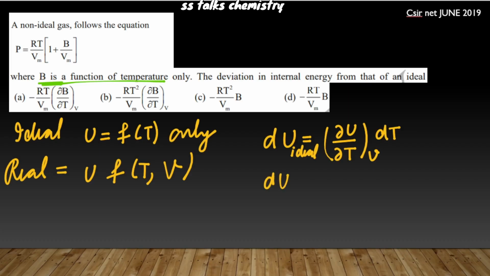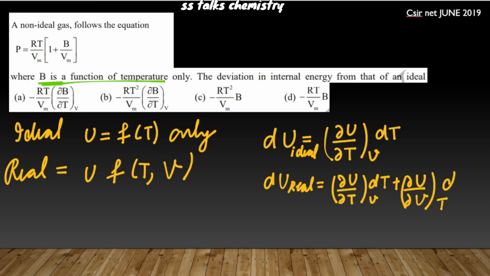Similarly for dU now for the real gas, this is dependent upon the temperature and the volume. That is, it is going to be del U by del T at constant volume into dT, plus del U by del V at constant temperature into dV. Like this we can write it. Right. So now this thing, del U by del T at constant volume into dT, can be replaced with this ideal function.